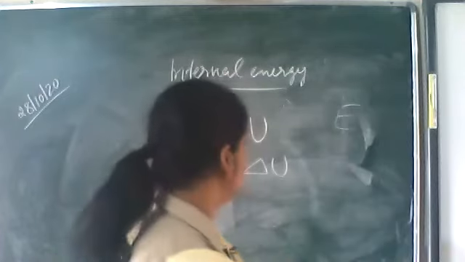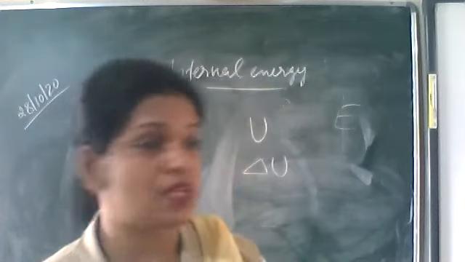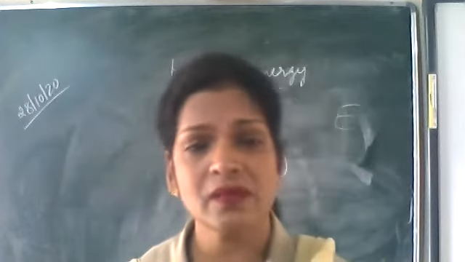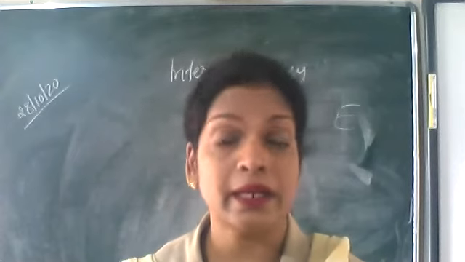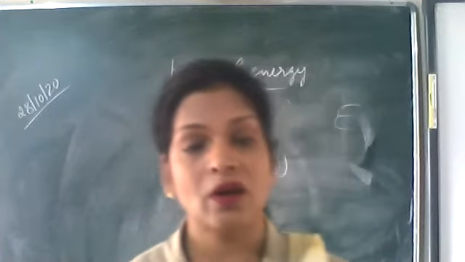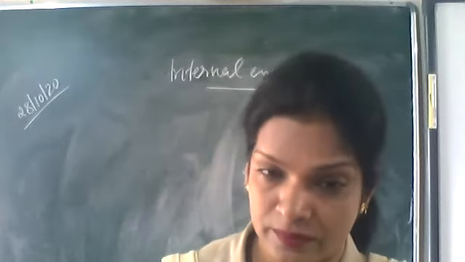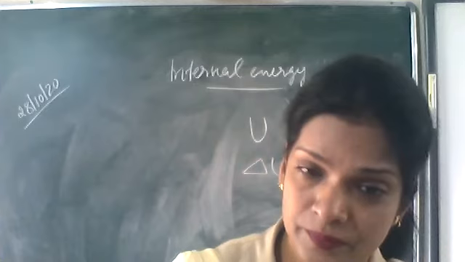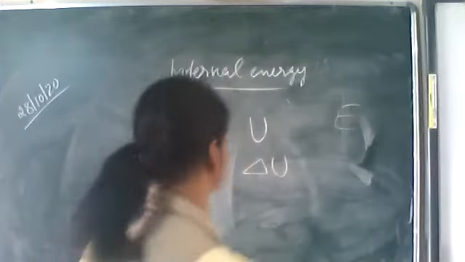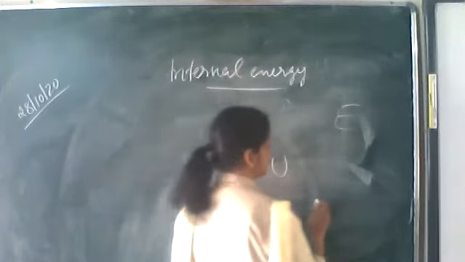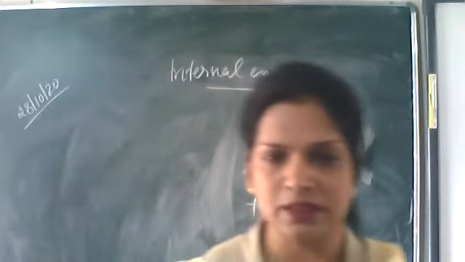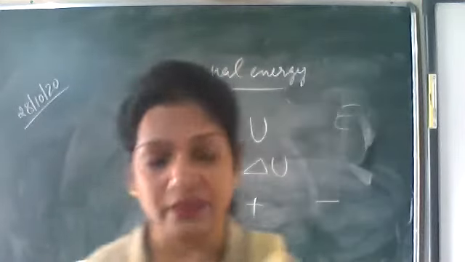Number one, work is done on the system, which is taken as positive, and work is done by the system, which is taken as negative. Number two, internal energy can be changed by how? Heat passes into the system or out of the system. Heat passing into the system is taken as positive, and out of the system is taken as negative. Heat absorbed by the system is taken as positive. Heat released from the system is taken as negative.